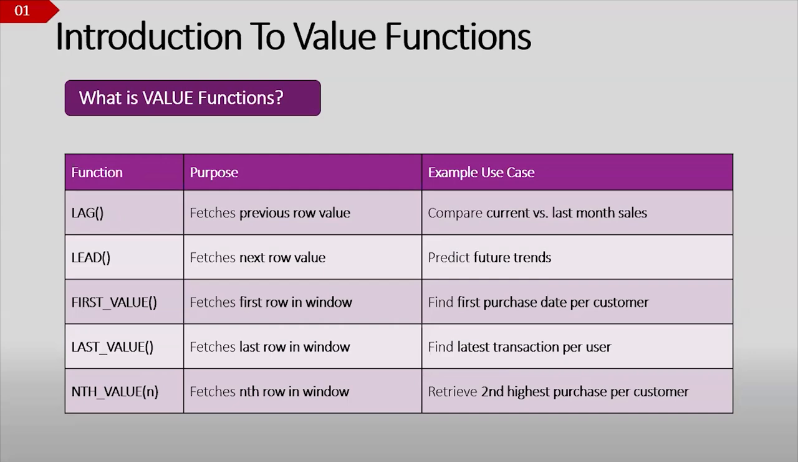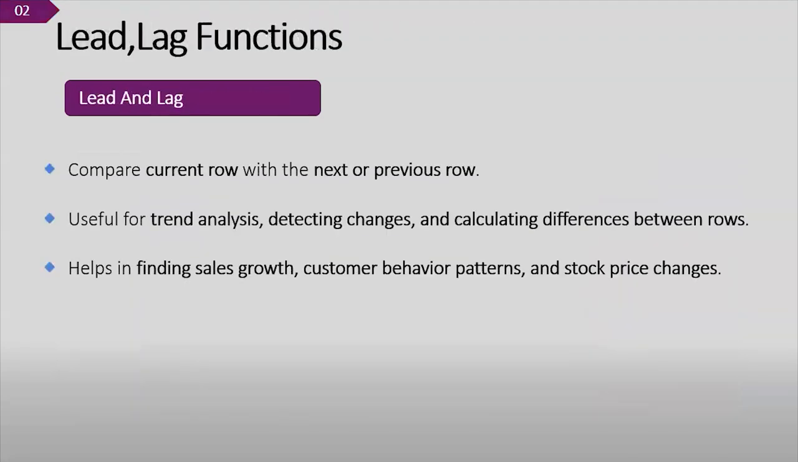Let's start with lead and lag. The first use case, of course, is to get the growth rate by comparing the current and the previous row. They are also useful for trend analysis, detecting changes, and calculating the difference between rows. They help a lot in finding sales growth, customer behavior patterns, stock price changes, any change. Actually, you need lead and lag, and without them you will make a lot of joins and a lot of group bys, and it's very, very hard to get it without lead and lag.